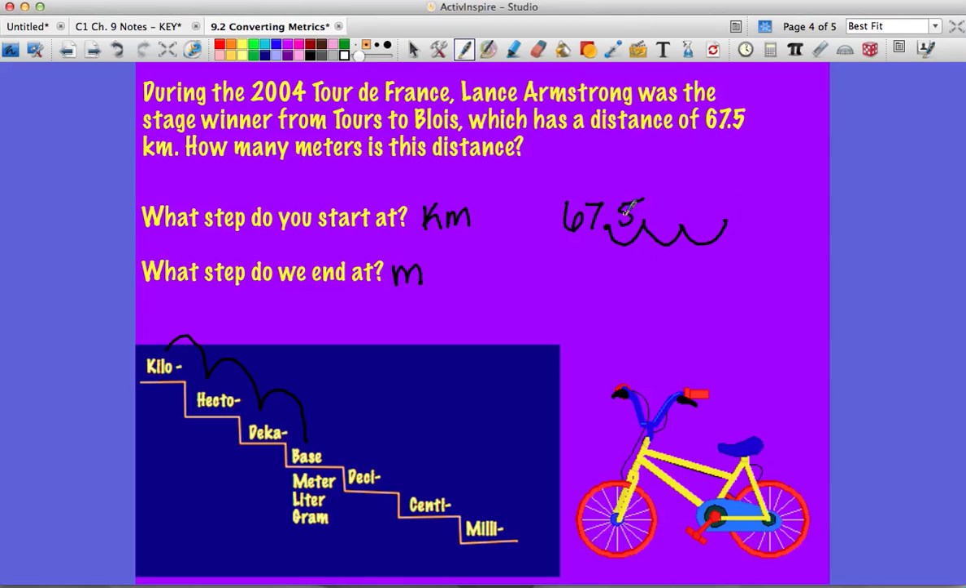Now I didn't have to add a 0 here because there was already a number there, but I do have to add zeros in all of the places that did not have numbers. So that 67 5/10 kilometers was actually 67,500 meters.